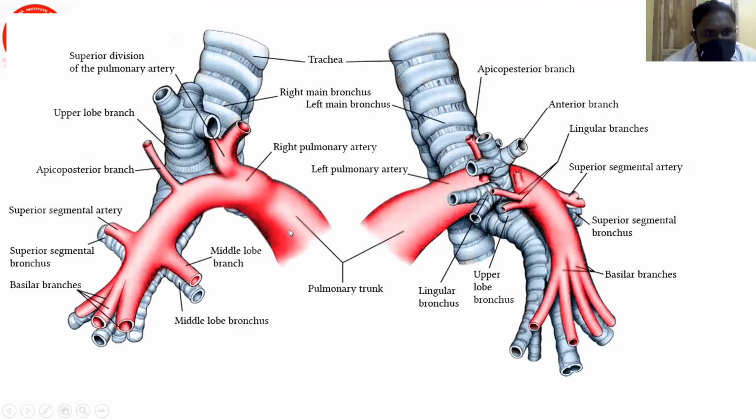So the pulmonary artery supplies the segments, basilar arteries, and the superior division of the pulmonary artery. Then there is an anterior branch. This is the left main bronchus. This is the left pulmonary artery. Then this is the upper lobe bronchus. This is the lingular bronchus. These are the lingular branches, superior segmental artery, superior segmental bronchus, and basilar branches.